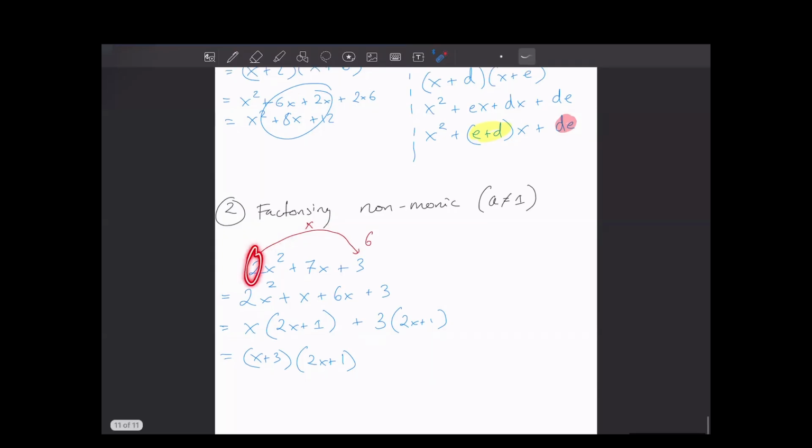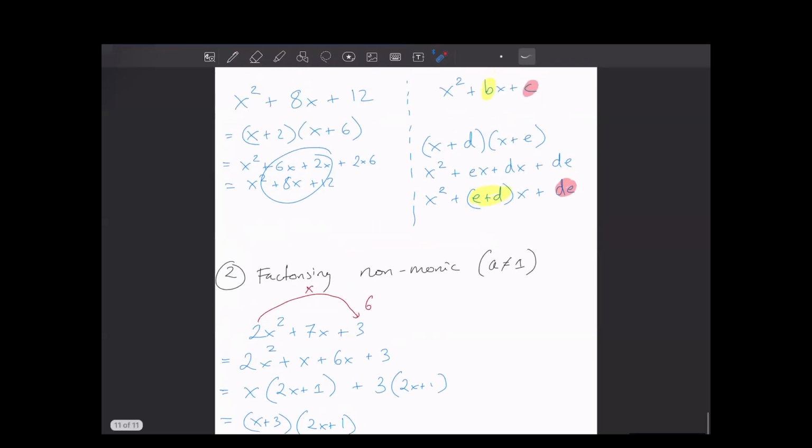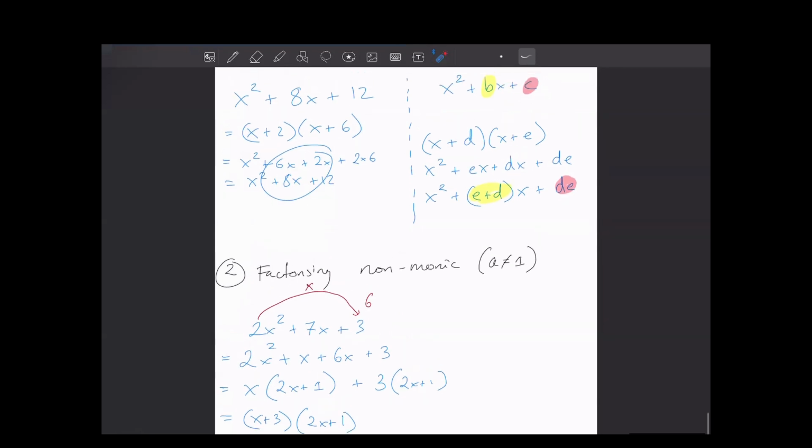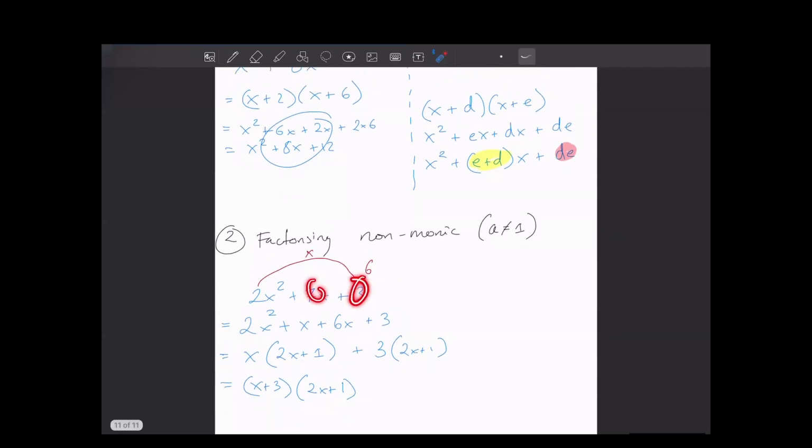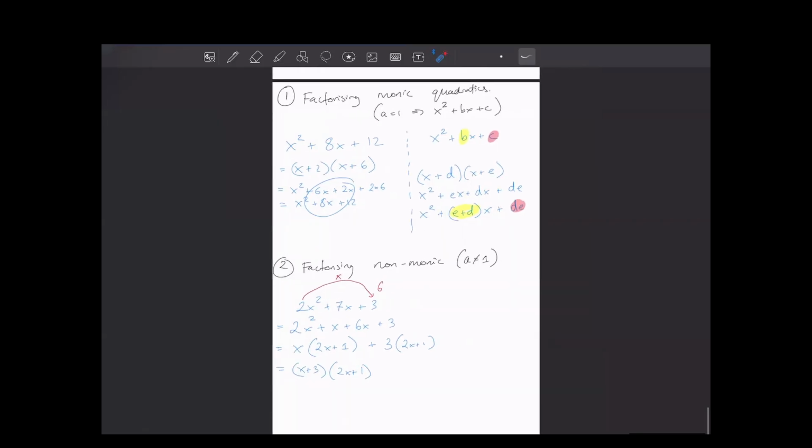So this is your go-to first if you have a non-monic. But sometimes the numbers are messy and you can't come up with the numbers that add and multiply to give what you want. And that's when these other techniques come into play. So let's talk about them now.